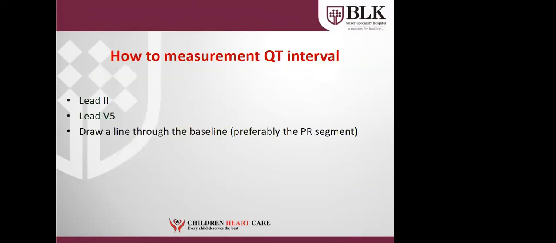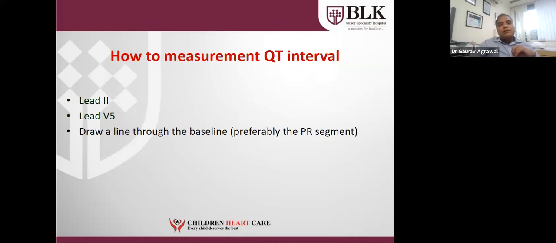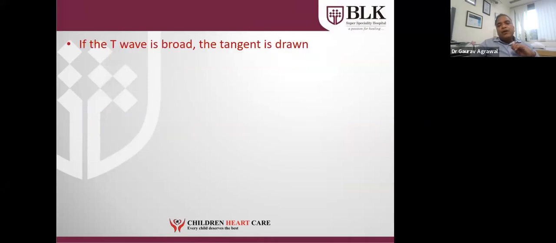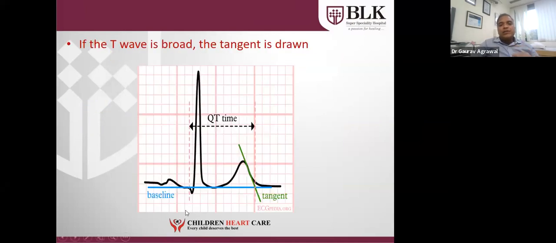Now coming to the QT interval. For assessing the QT interval, lead 2 is most commonly used. Rarely we have to use lead V5. How do we assess the QT interval? From the start of Q, we have to draw a line at the level of the PR segment. The PR segment is from the end of the P wave to the start of the Q wave. A horizontal line we have to draw like this. If the Q wave is very broad, then we draw a tangent line where it intersects. This is the end of the T wave. So we calculate from the start of Q to the end of the T wave.